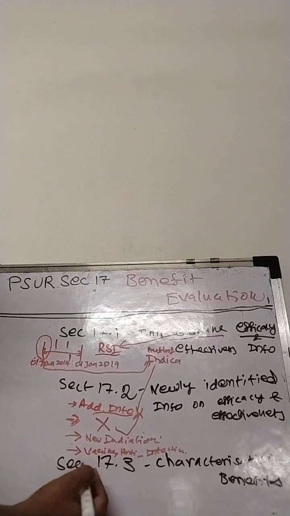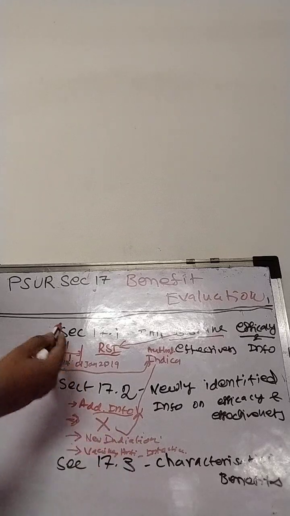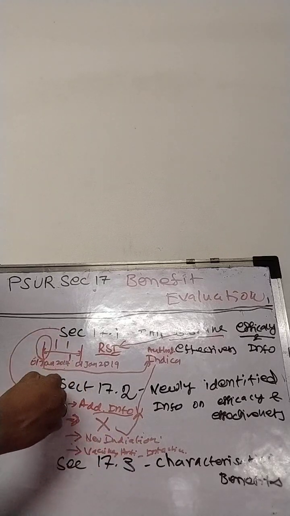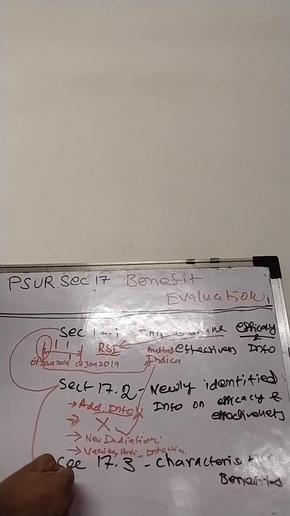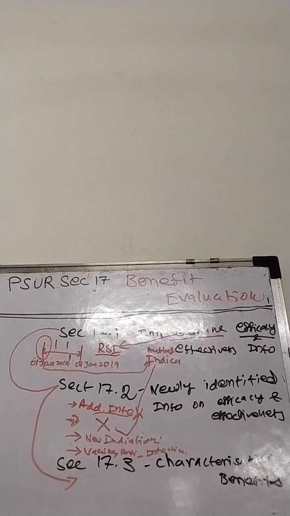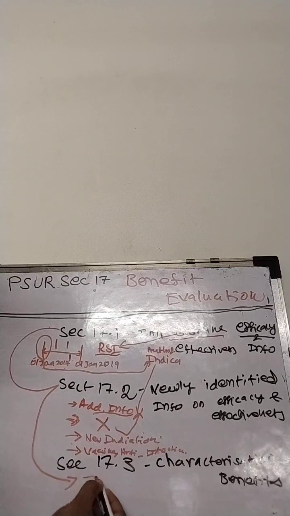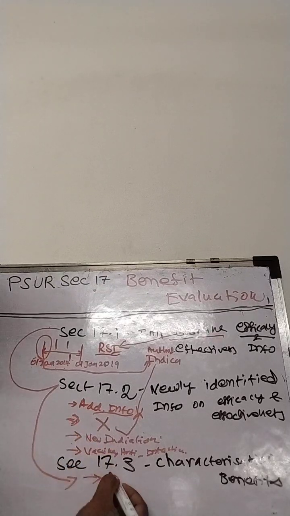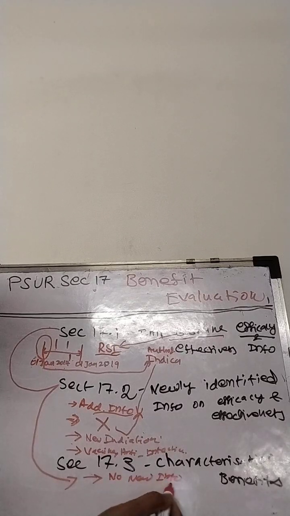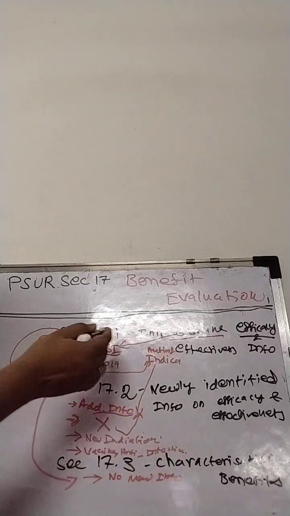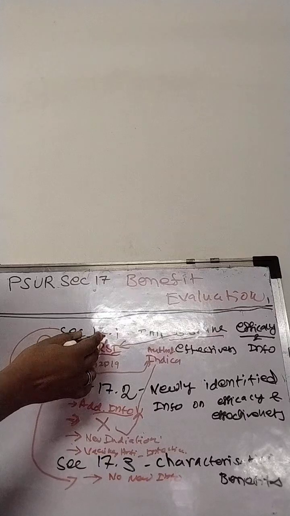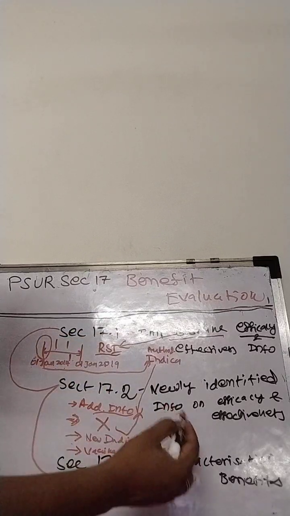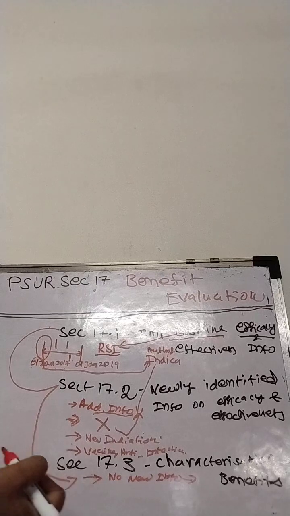And section 17.3 will focus on this and this; they will perform a categorization of the benefit. So in the categorization of the benefits, there could be scenarios. One scenario could be that you got no new information. If you got no new info, you will simply write the same thing as 17.1, so you can cross-refer above and finish this particular section.